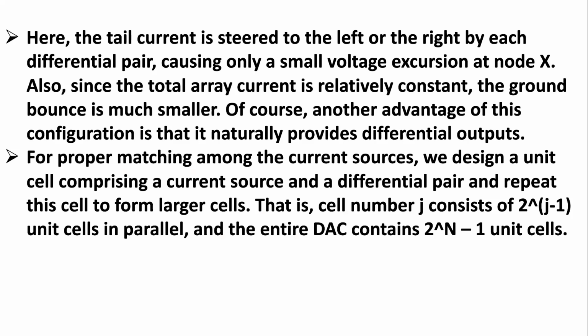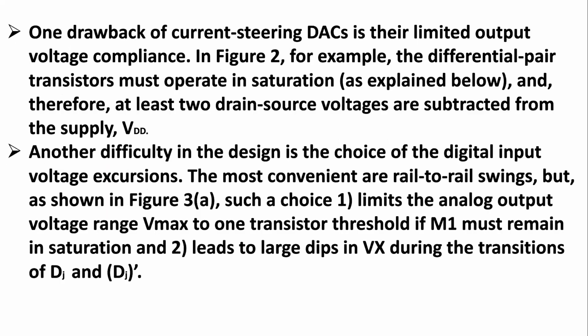For proper matching among the current sources, we design a unit cell comprising a current source and a differential pair and repeat this cell to form larger cells. That is, cell number J consists of 2 to the power of J minus 1 unit cells in parallel, and the entire digital to analog converter contains 2 to the power of n minus 1 unit cells. One drawback of current steering digital to analog converters is their limited output voltage compliance.